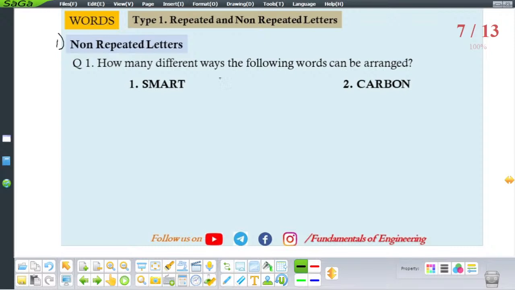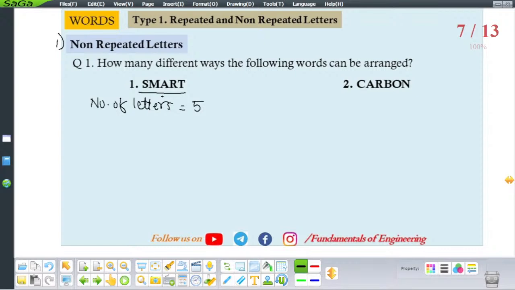So how many letters are there in the first? 5 letters: 1, 2, 3, 4, 5, S-M-A-R-T, smart. So it contains how many letters? Equal to 5, right? Now we are asked how many different ways the word smart can be arranged.